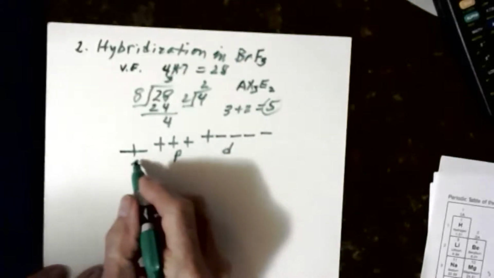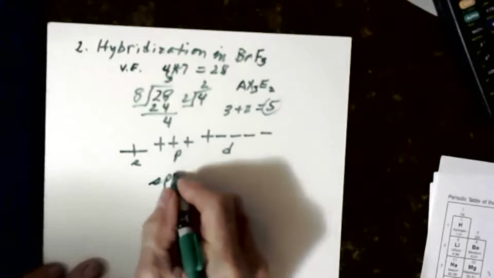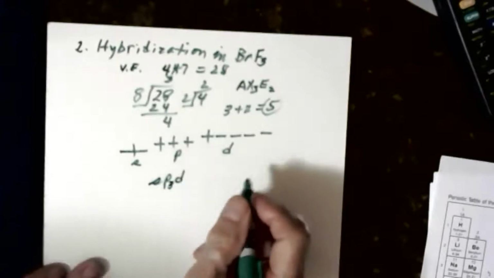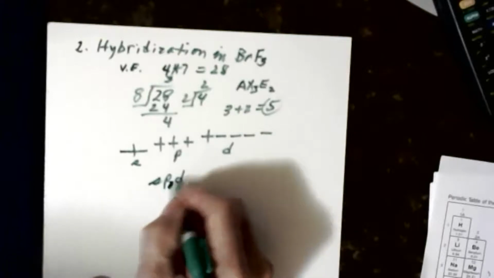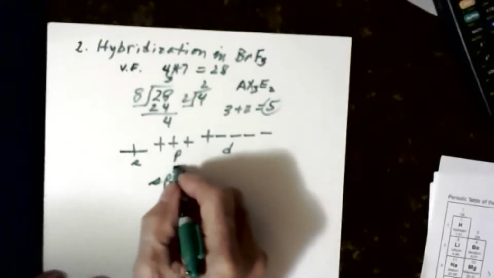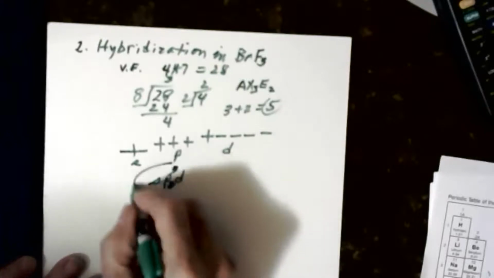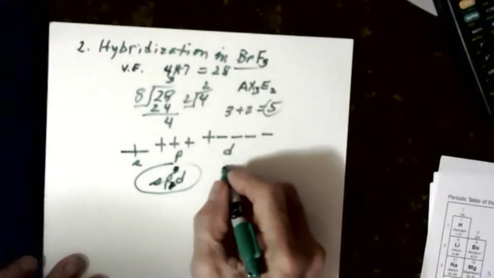So I've got 1 s orbital, 3 p orbitals, and 1 d orbital. So it's going to be sp3d, the hybridization for it. And the 3 should be up here, sp3d. Okay, so that's the hybridization in this particular molecule.